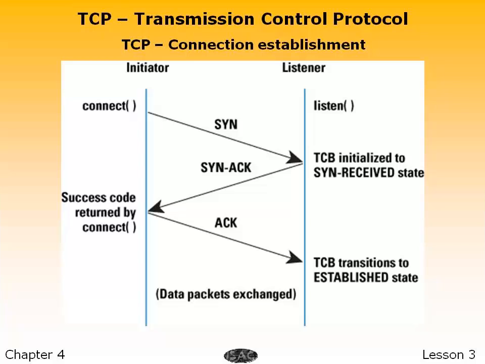TCP is a reliable stream delivery service that guarantees that all bytes received will be identical with the bytes sent and in the correct order. Since packet transfer is not reliable, a technique known as positive acknowledgement with retransmission is used to guarantee reliability of packets transferred.